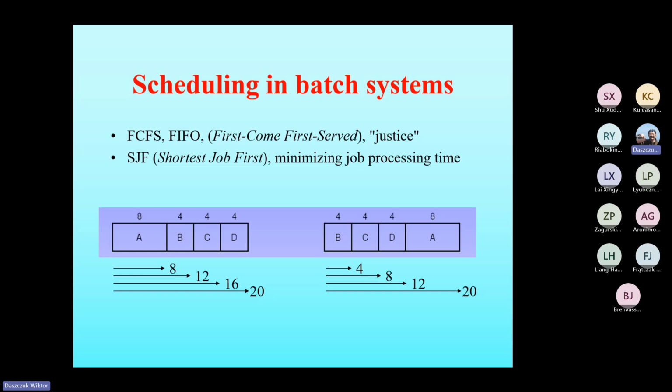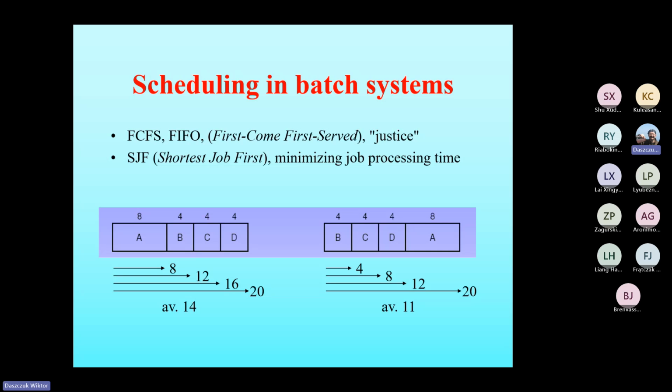If we first run short jobs and long jobs at the end, we have 4, 8, 12, and 20. So the final is 20 here and here, but here we have an average of 13 or 14 time units, and here 11 time units. So on average, a user waits a shorter time for the result of his job. Of course, this is on the assumption that the jobs do not interleave.